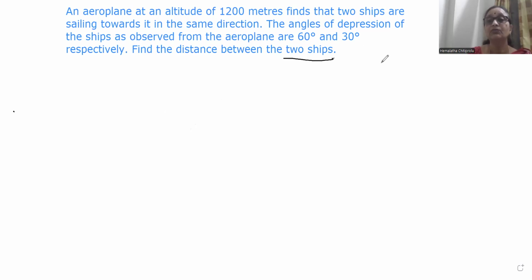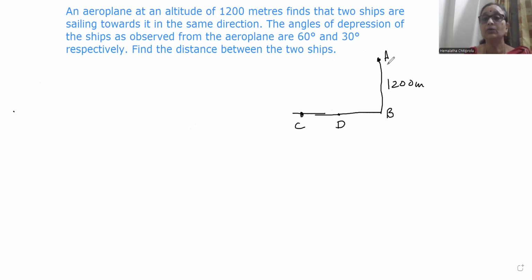First, let me draw the figure of the given information. The aeroplane is here and the water bed is here. Let us take the height of the aeroplane as AB, which is 1200 meters, given. From the aeroplane, they are seeing two ships. Let me mark C and D as the two ships. From the aeroplane, we are seeing the two ships, which means it is the angle of depression.